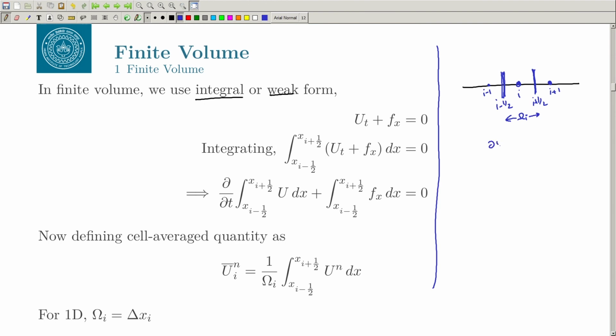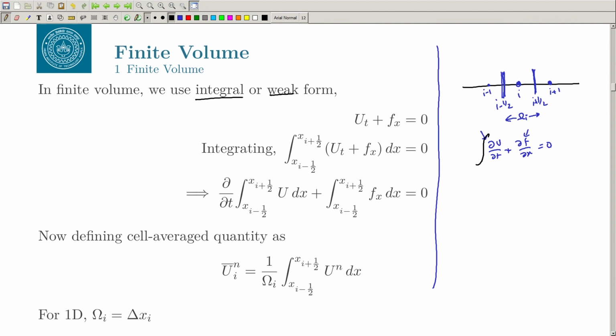So, our equation is del u by del t plus del f by del x equal to 0. Okay. In finite difference, we solve the equation as it is. You discretize both of these, use our favorite scheme and solve it. In the finite volume, we are going to integrate it around its cell. Okay. So, let us integrate this equation.